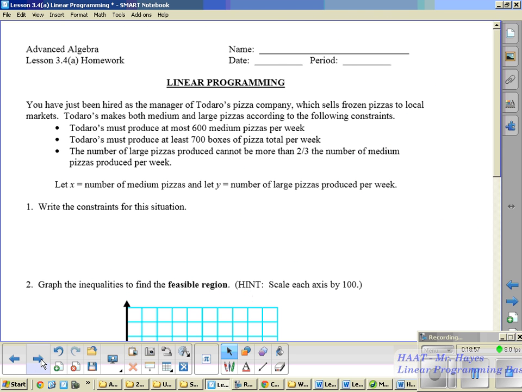So I want you to take a second. We're going to pause this, and I want you to write out your 3 constraints for this. And then after you get done with that, we'll pause it again, give another 5 or 10 minutes, and then show me what the feasible region looks like. Okay?